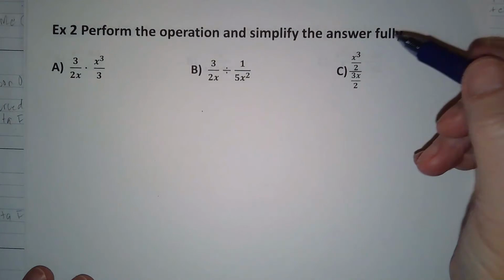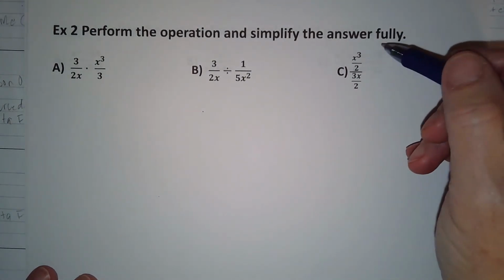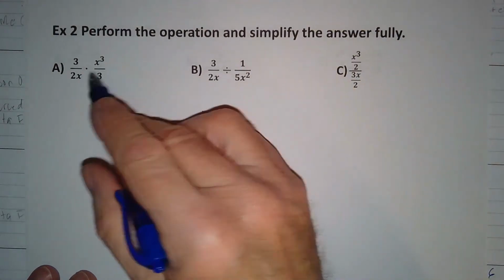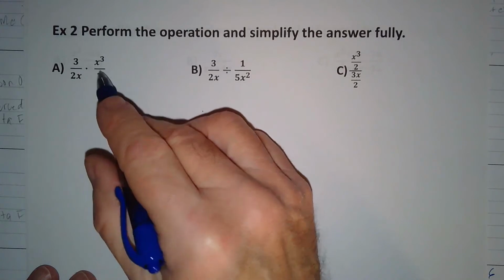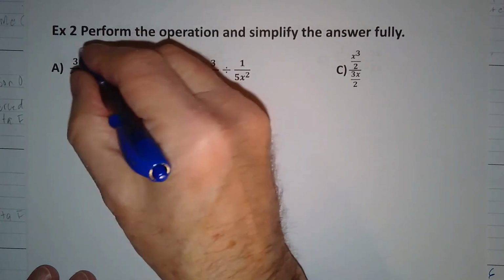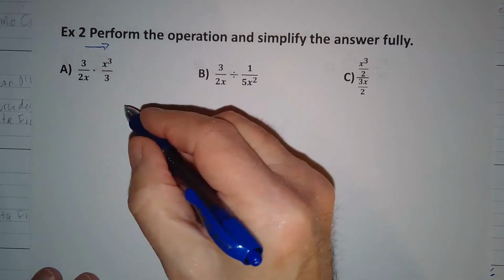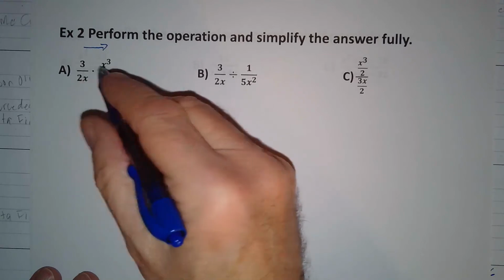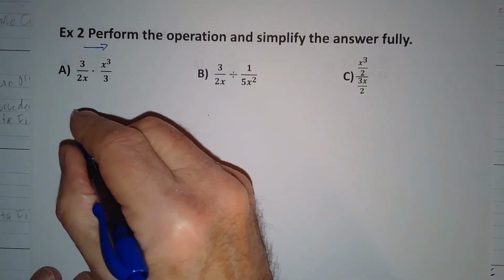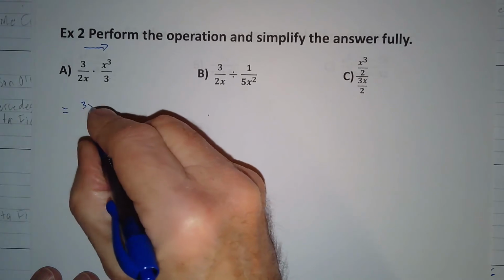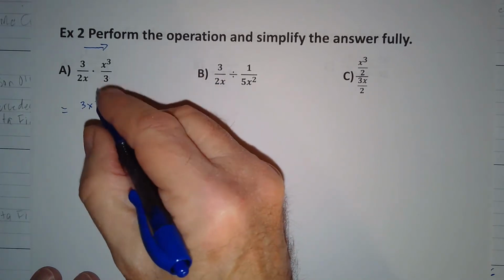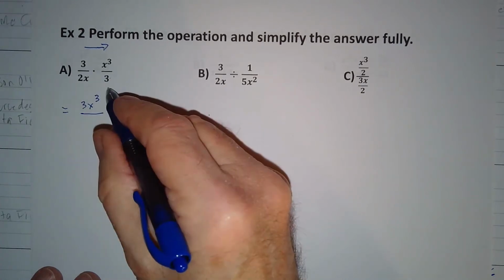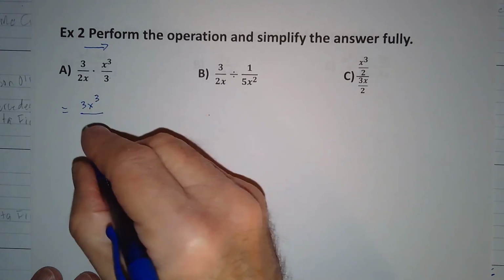Okay? All right, so in this case we're going to be multiplying, and we want to again perform the operation fully and simplify fully. And so when we're dealing with two fractions, though, that these are no longer monomials, but they multiply together, so we can just multiply across, right? So 3 times x cubed is 3x cubed. Okay, and then we have 2x times 3, and what's that? That's 6x.